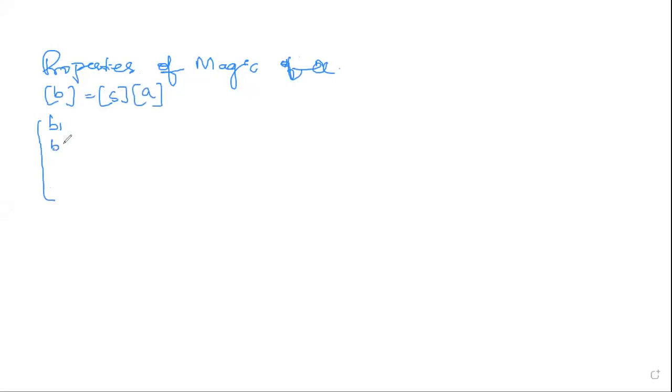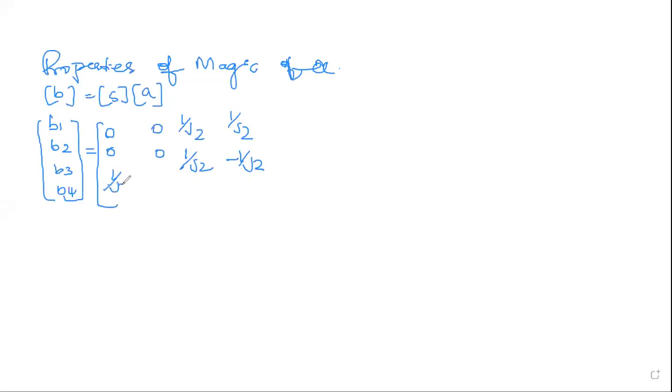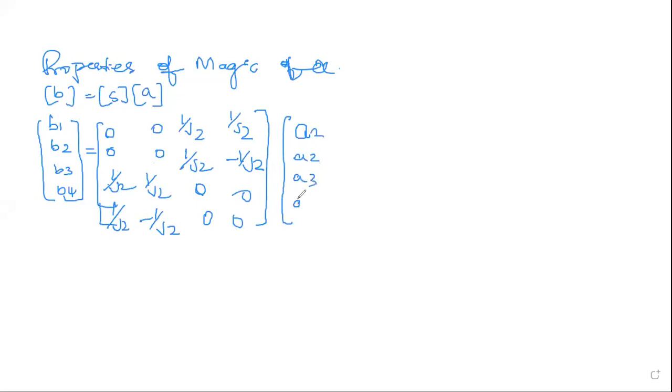That is B1, B2, B3, and B4, which is also equal to the value you have got: 0, 0, 0, 0; 1 by root 2, 1 by root 2, 1 by root 2, minus 1 by root 2; 1 by root 2, 1 by root 2, 1 by root 2, minus 1 by root 2; 0, 0, 0, 0. And you'll be writing the equation for inputs A1, A2, A3, A4.